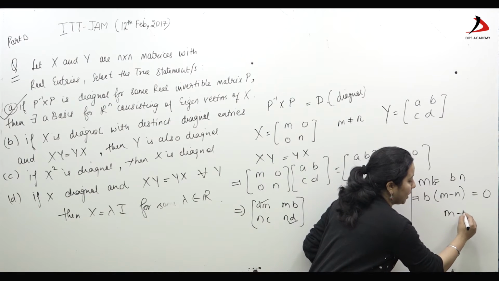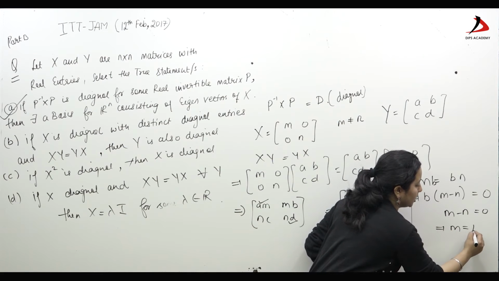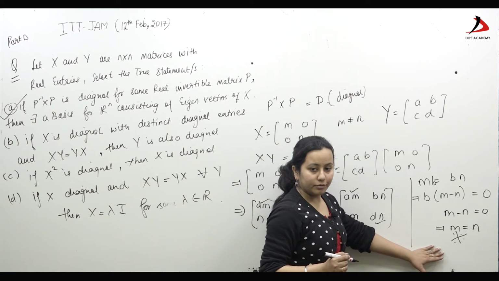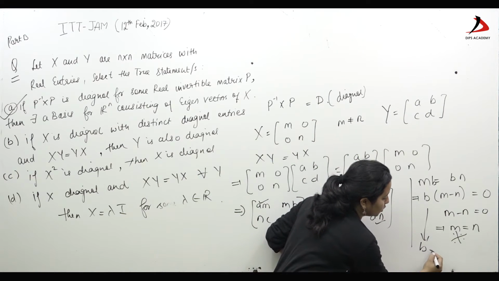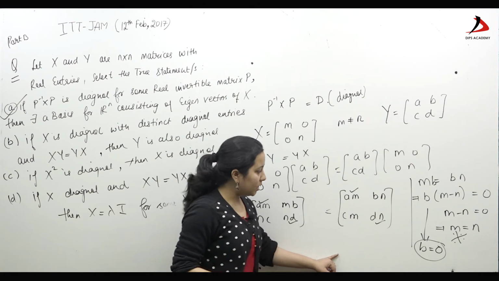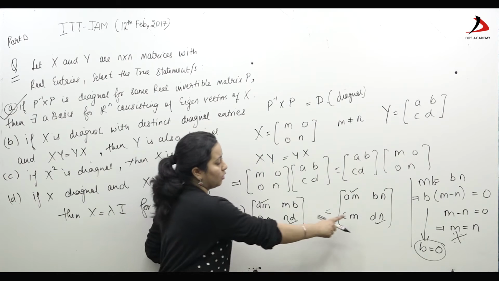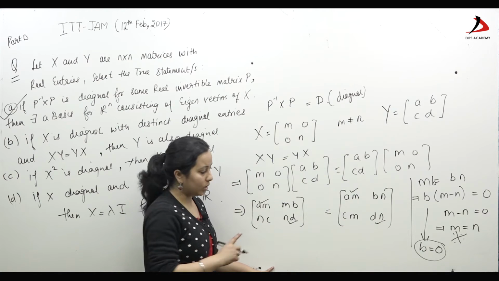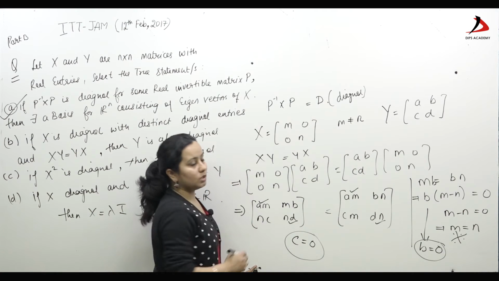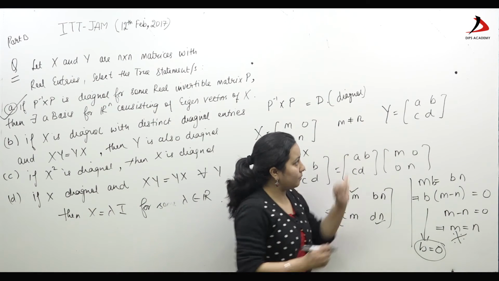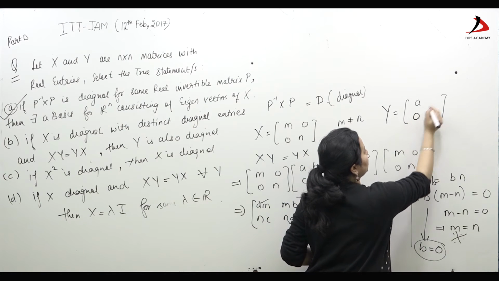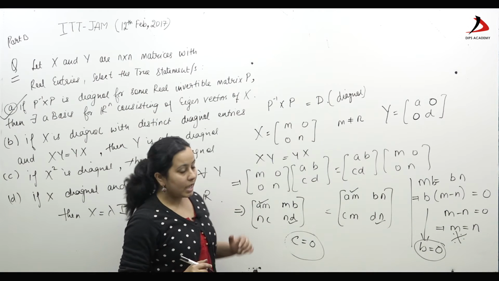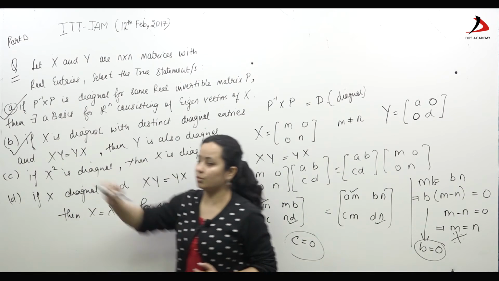But if m minus n is 0, it will imply m is equal to n, which is a contradiction since we took them as different. Hence b has to be 0. Similarly, when we compare the third entries, nc equal to cm, and since m and n are not equal, c has to be 0. Hence in this matrix Y, b and c both have to be 0. Hence Y also becomes a diagonal matrix. Hence statement B is true.